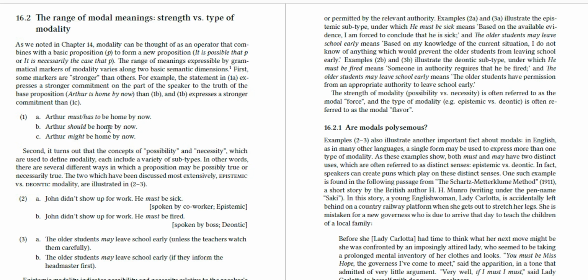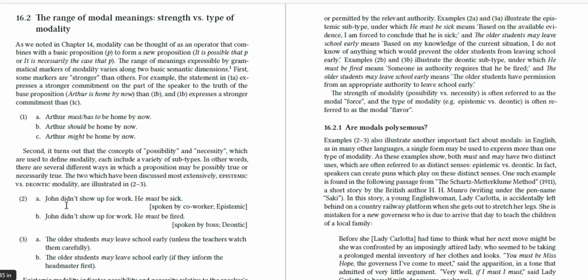But the second one, Arthur should be home by now, is a sentence that includes a higher level of possibility. It means we are quite certain. And the last one, we have the doubt. Maybe there is no one in the home, and we expect that Arthur could or might reach the home by now.